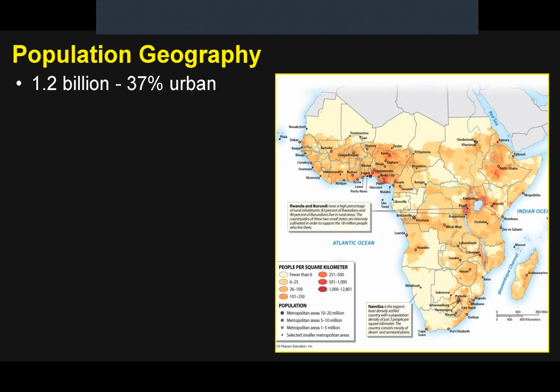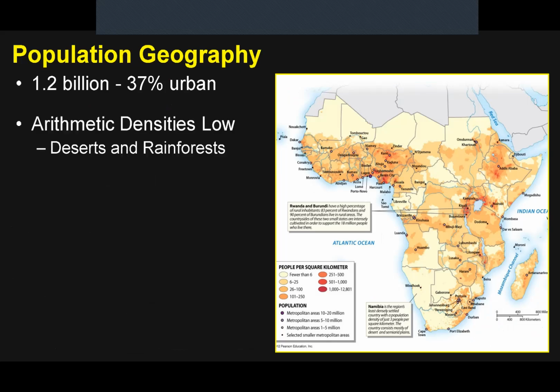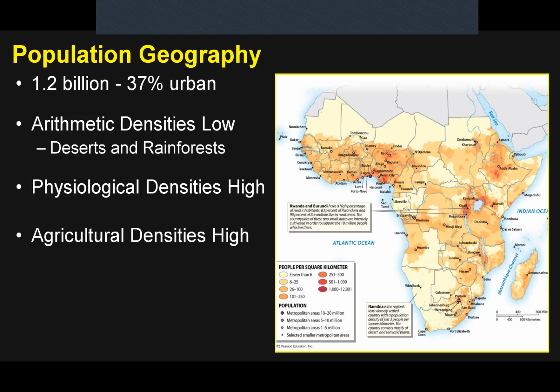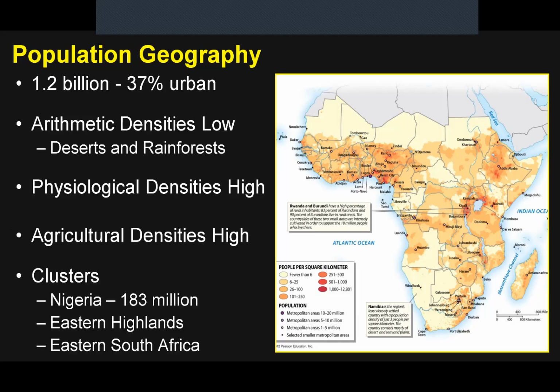Okay, we'll move on to population geography. So Sub-Saharan Africa has 1.2 billion people, about 37% urban, but their cities are exploding in size. The densities are rather low, especially in the deserts and rainforests. But physiological densities are high. Remember, that's the number of people per unit of arable land that you can farm on. Because again, much of the soils are relatively poor. And the agricultural densities are high as well. That's the number of farmers per unit of arable land. So that means there's a lot of subsistence farmers. Some big clusters, though, are like in Nigeria, which has 183 million. In the Eastern Highlands, you can see some clusters there, and Eastern South Africa as well.